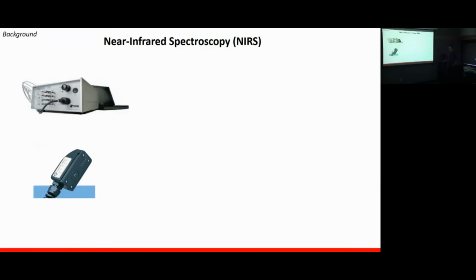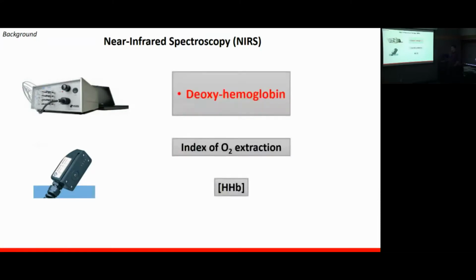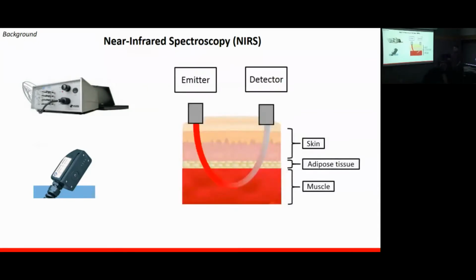To avoid, or in part try to limit these limitations, we can use the near-infrared spectroscopy, which is a device that allows us to measure locally the deoxyhemoglobin, which is one of the signals that can give us an idea of oxygen extraction. So this deoxyhemoglobin signal is also called HHB. So from now on, I will refer to this signal as HHB.